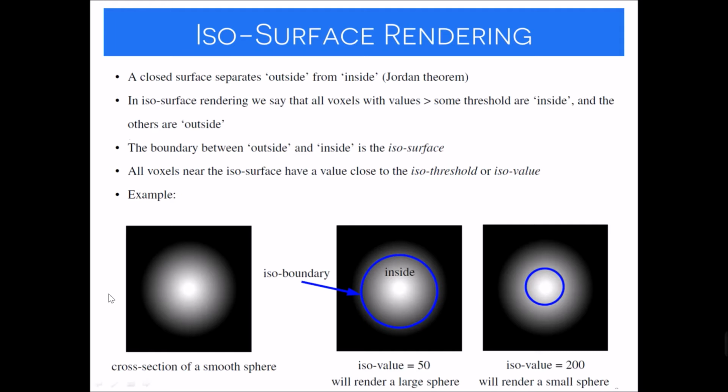For example, for a smooth sphere, you'll see it has different values. The interior of the sphere has a higher value than the exterior, and by choosing the ISO value, you can basically make the sphere look bigger or smaller. If you choose an ISO value of 50, it looks like this. If you choose an ISO value of 200, it looks like this. The outside has smaller values than the inside. So this is basically the basics of ISO value rendering.